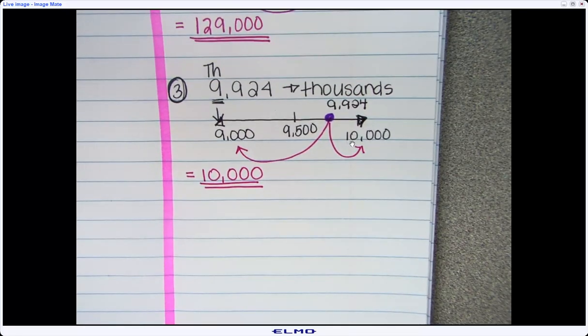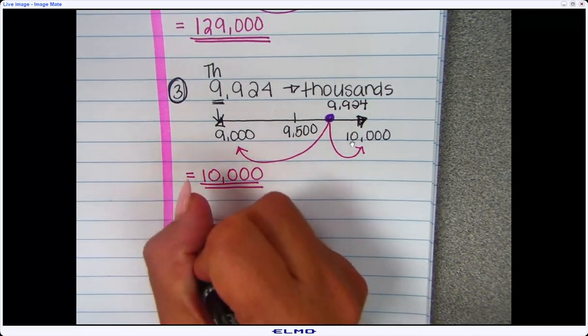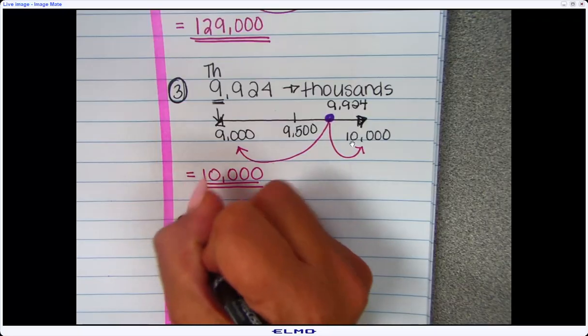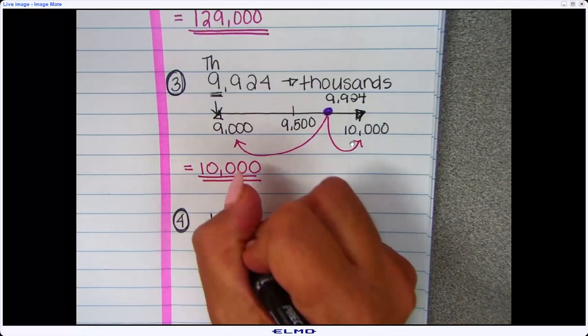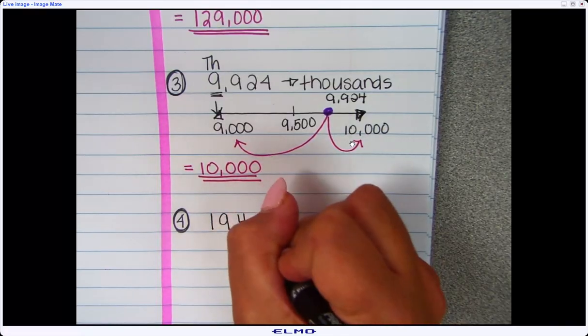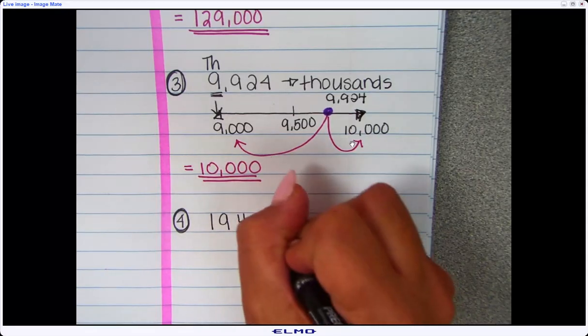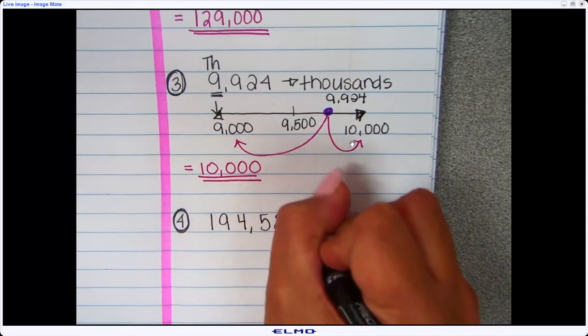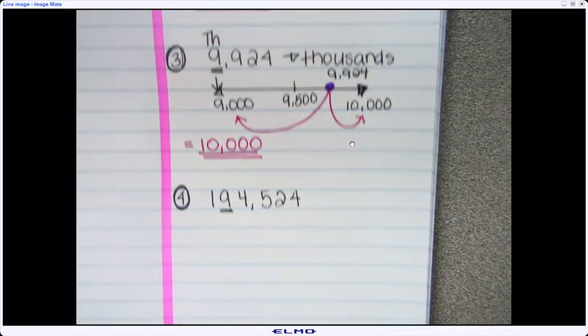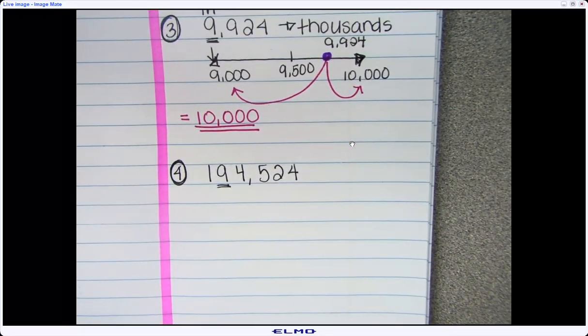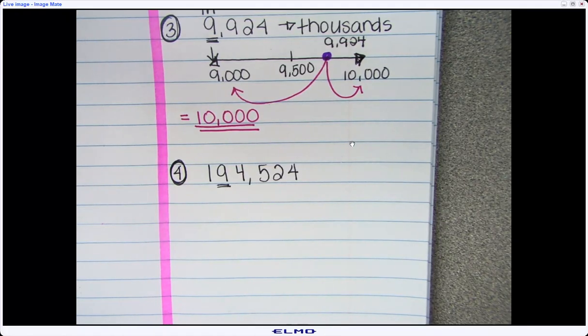Now we are going to go to number 4. This time we are following. This one is 194,524, and they underlined the 9. Now the reason that I'm showing you these is because I want you to look at different things that are happening within these numbers, and you'll see right now when we look at the next strategy.